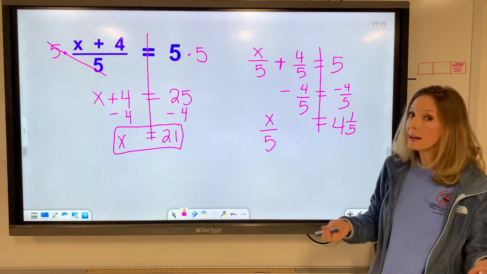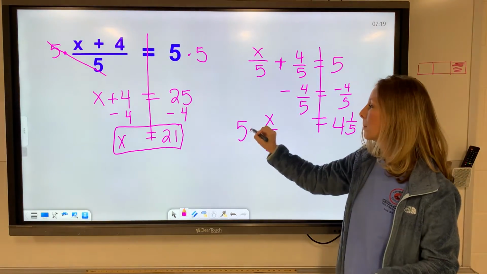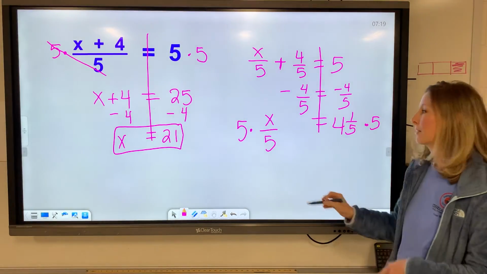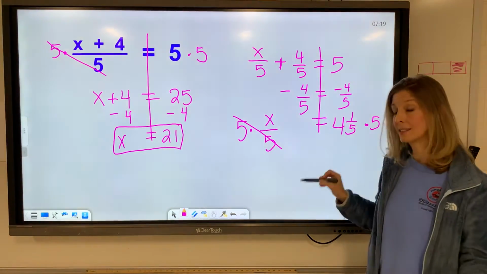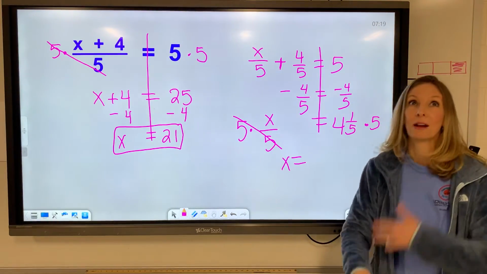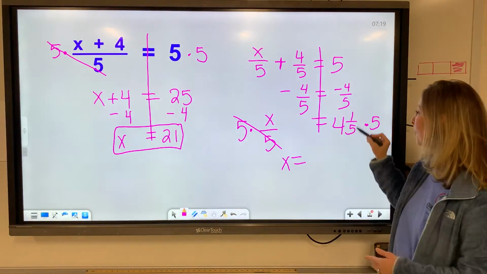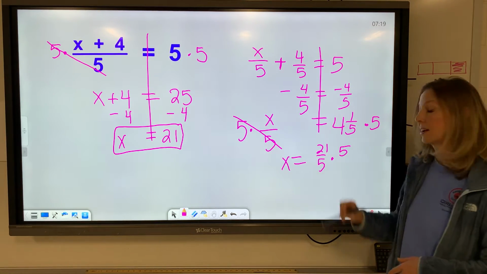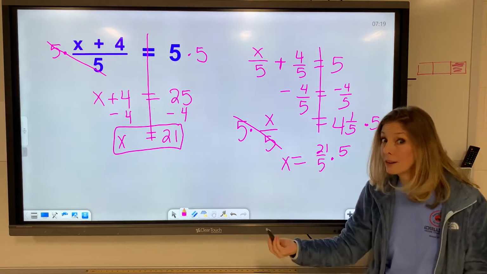What's happening to the x? It's being divided by 5, so I will multiply by 5. Multiply this side by 5. The 5's cancel. Now I have a mixed number times a whole number, so now I've got to convert. Well, 4 and 1/5 becomes 21 over 5 times 5. Oh, I've got a whole number, so I've got to put it over 1.